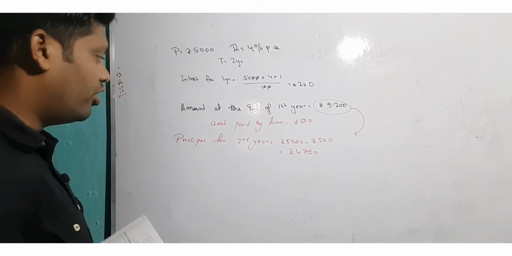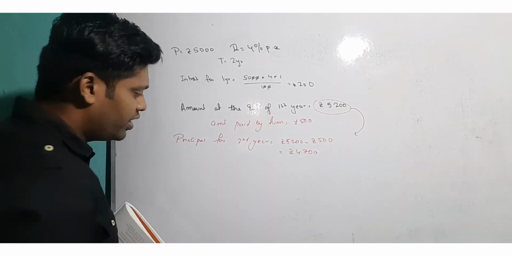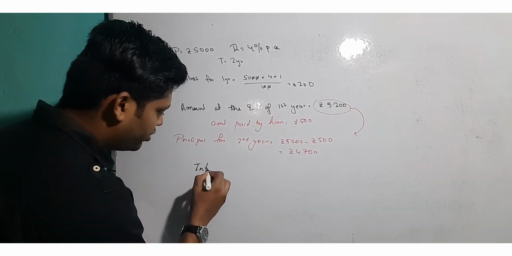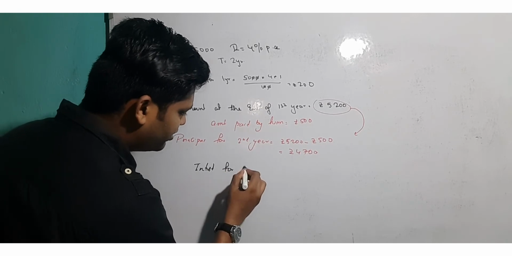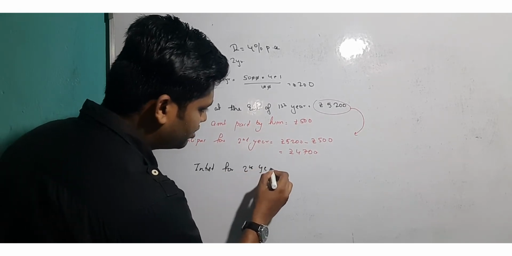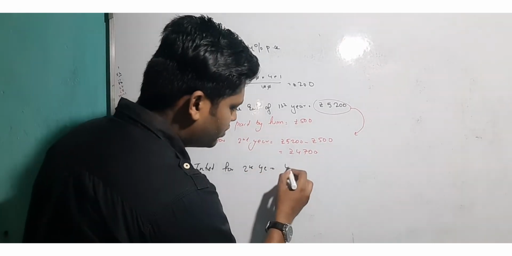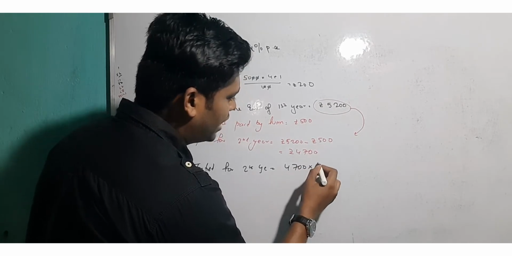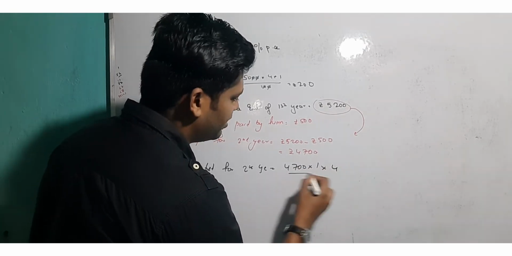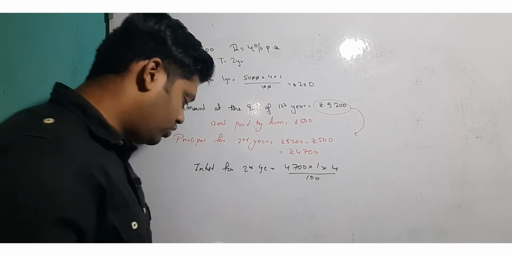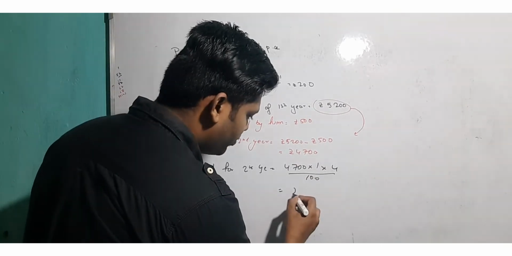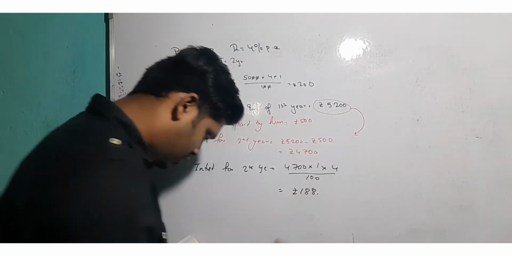So now what do I have to find out? I got the principal. Now interest. So interest for second year. How much? P into T into R by 100. So 4700 into time is 1 year into rate of interest 4% by 100. How much will it be? Rupees 188. 118 or 188? 188.